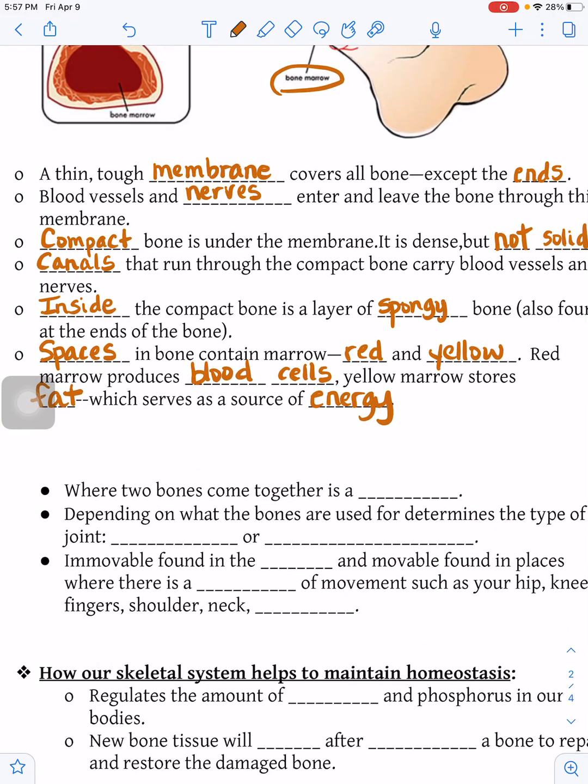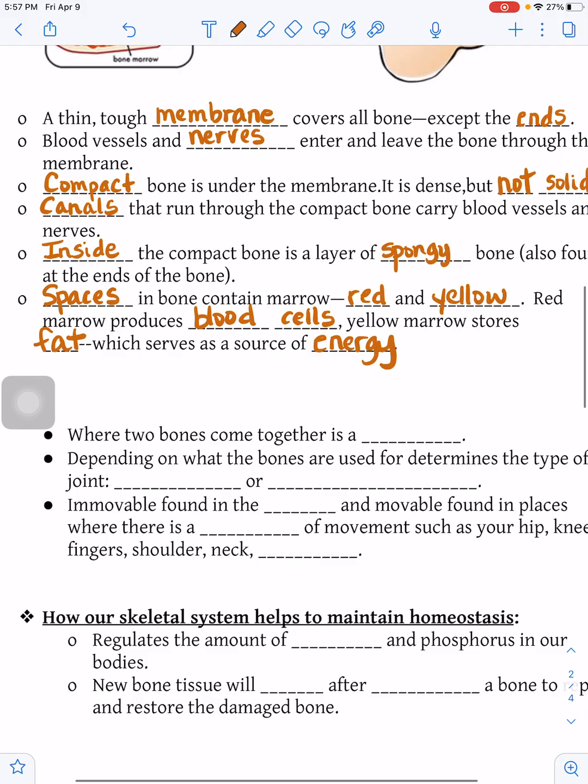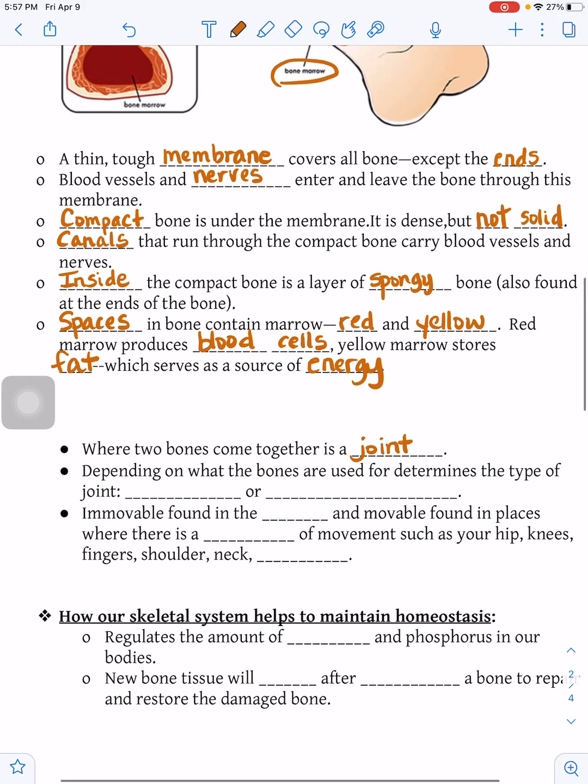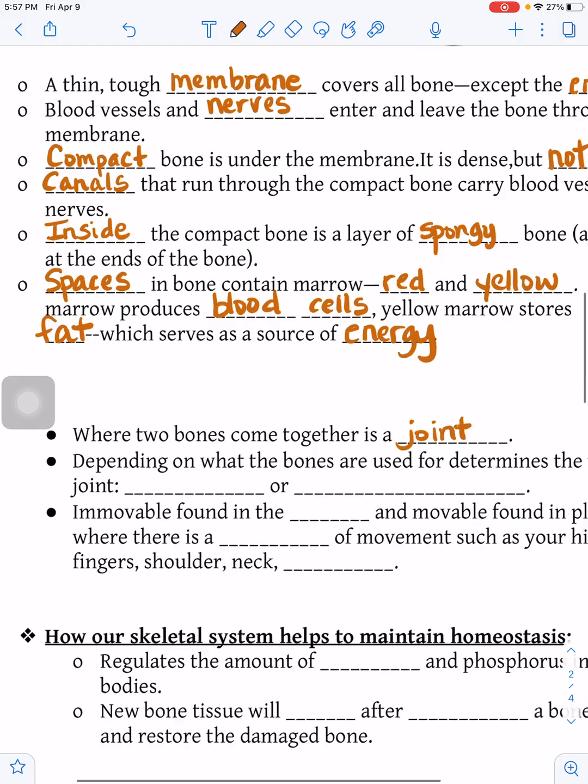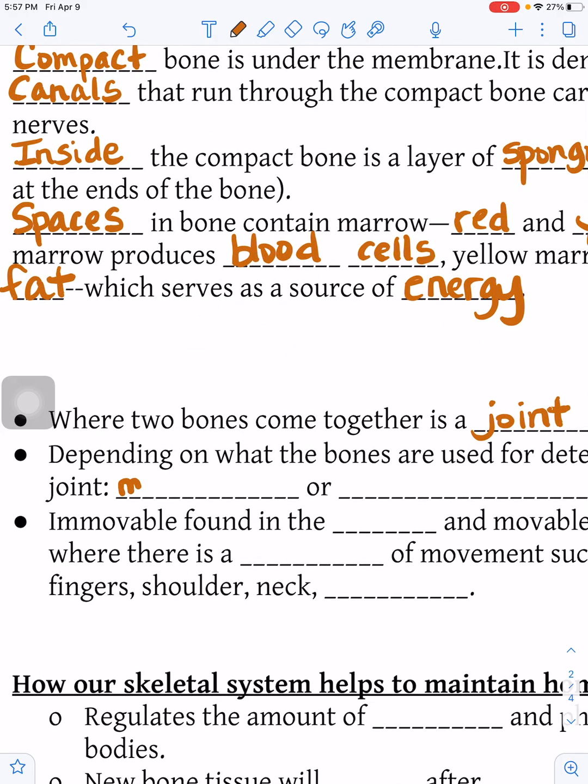Okay, some more information about bones, just know where two bones come together is a joint. Depending on what the bones are used for determines the type of joint. They could be movable, or immovable.